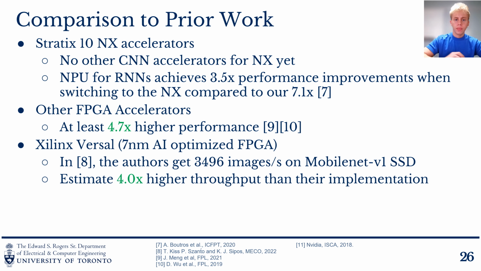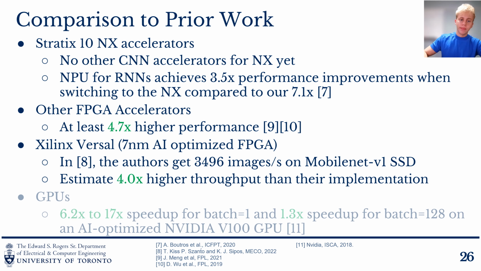The Xilinx Versal is another AI-optimized FPGA. This is a 7-nanometer AI-optimized FPGA with AI engines that are separate from the FPGA fabric. In reference 8, the authors get almost 3,500 images per second on Mobilenet-v1 SSD. This is a larger network, so when we scale their results to match the smaller version of Mobilenet-v1 we used, we still achieve 4.0 times higher throughput than their implementation.